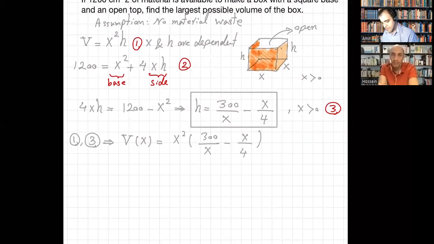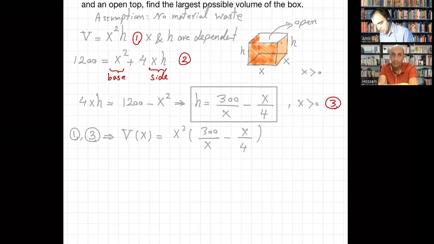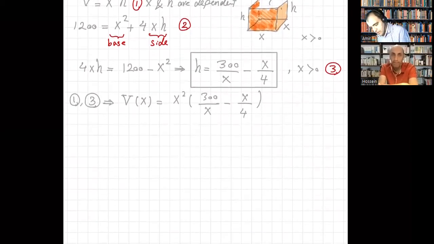So here, since we want to find the extremum of v, which in this case is the maximum, we have to take the derivative of v in terms of x. That's right, the optimization problem. So we want to take the derivative dV over dx and make it equal to 0.